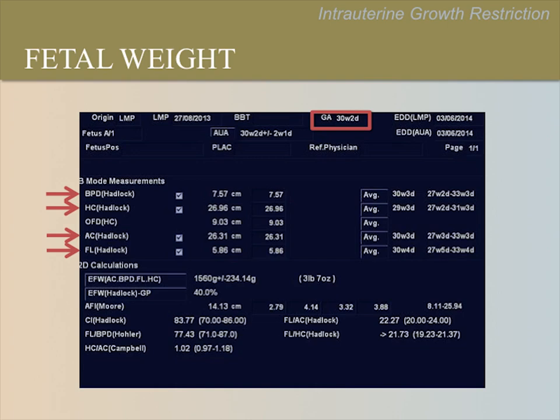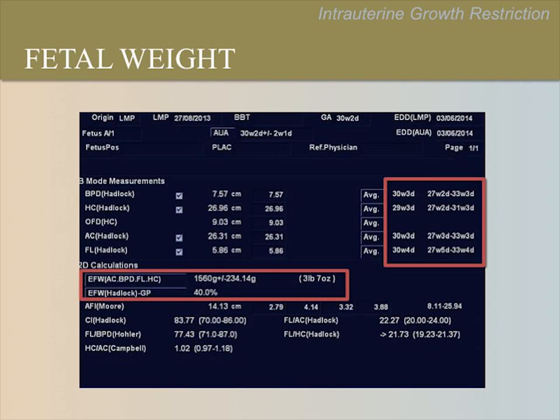This is how the ultrasound machine might show estimated fetal weight based on biometry measurements. Your screen showing estimated fetal weight may look different than this example. First, notice the gestational age of the patient at the top of the screen in the red box, which is 30 weeks and 2 days based on last menstrual period. This dating was confirmed by an early ultrasound. The red arrows on the left indicate the measurements in centimeters taken by the sonographer for biparietal diameter, head circumference, abdominal circumference, and femur length.